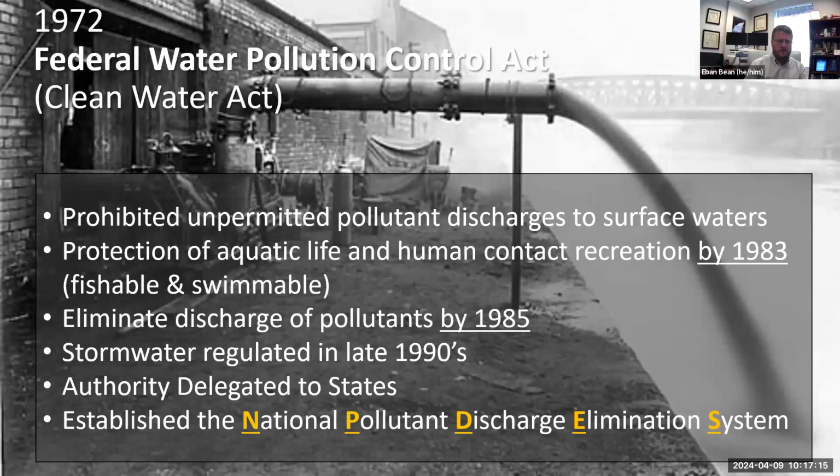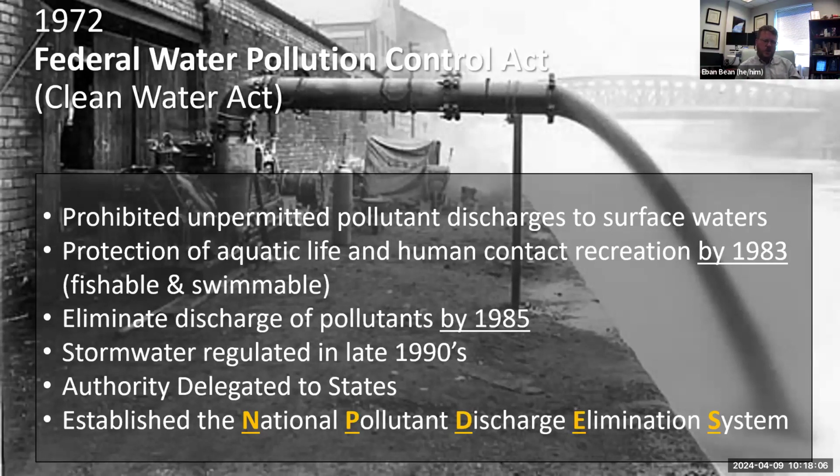So the Clean Water Act, which was actually called the Federal Water Pollution Control Act, was passed in 1972. And basically what they tried to do was essentially focused on a lot of the point sources of pollution. So anything that was not permitted to discharge to surface waters needed to have a permit or be prohibited from discharging. And the goal was essentially by 1983 to protect aquatic life, human contact, basically make all waters fishable and swimmable by '83. And they wanted to eliminate the discharge of all pollutants by 1985. So that was an ambitious goal that we have not met even maybe 40 years later. But we are continuing to still work towards that.